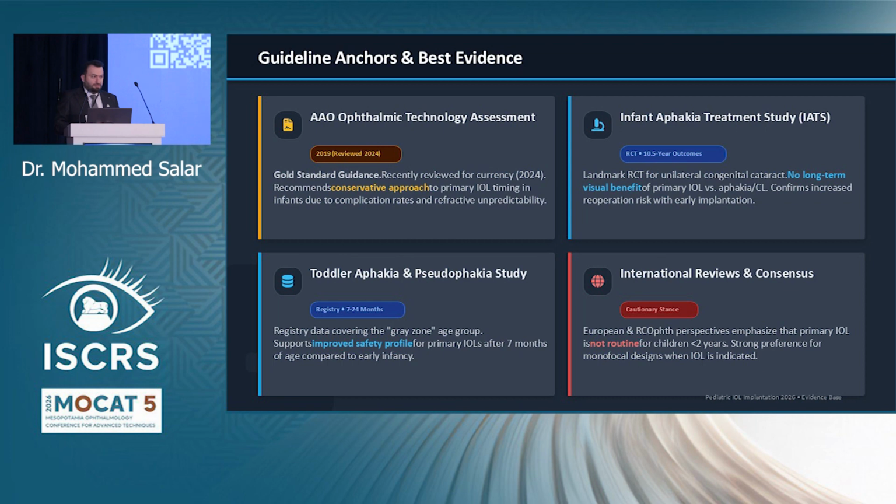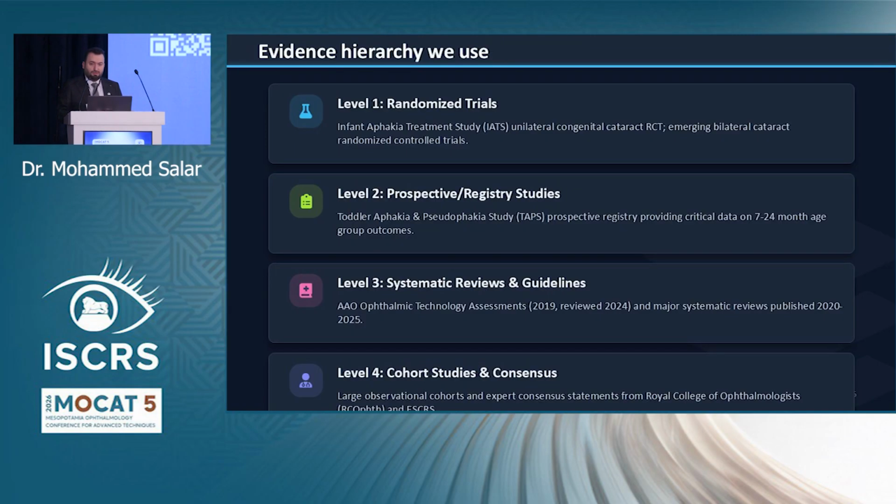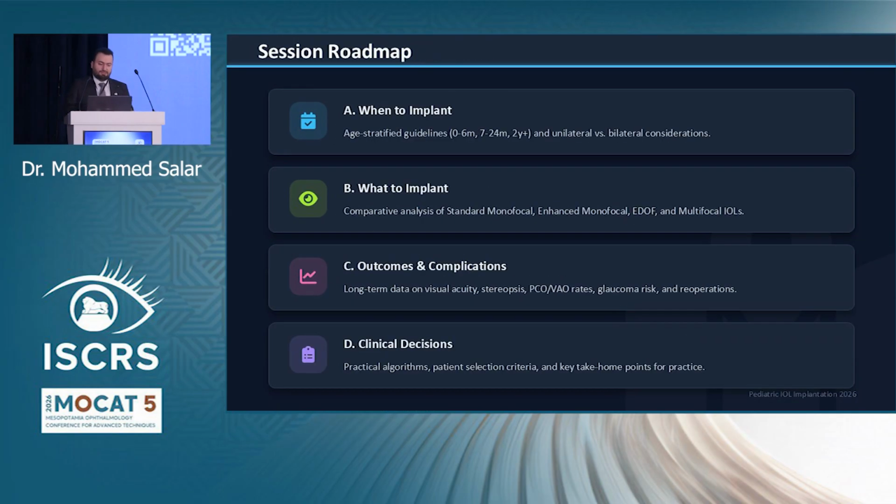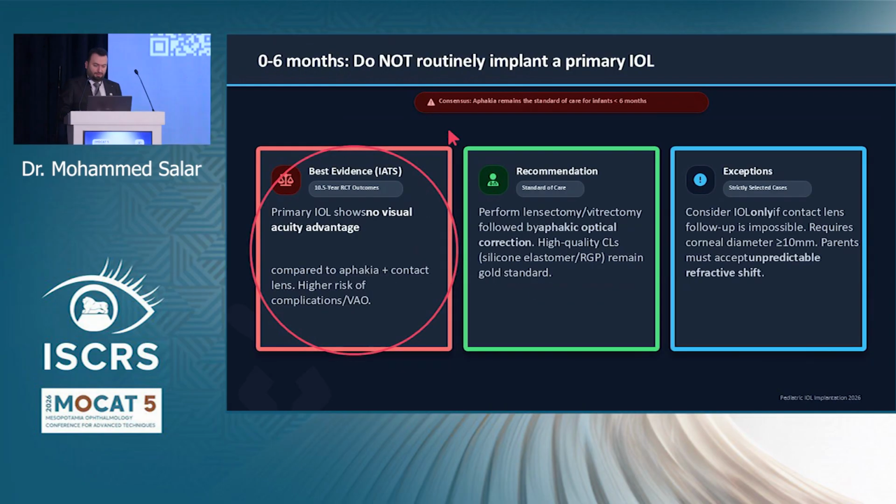All the slides in this lecture are either from AAO or from solid studies, such as the Infant Aphakia Treatment Study, the Toddler Aphakia and Pseudophakia Study, or the consensus of European or Royal College of Ophthalmologists. We choose the most solid data for the IOL. So we will begin with a session roadmap. We will go by age, and in each age decide what to do, whether to keep the patient aphakic or to implant an IOL.